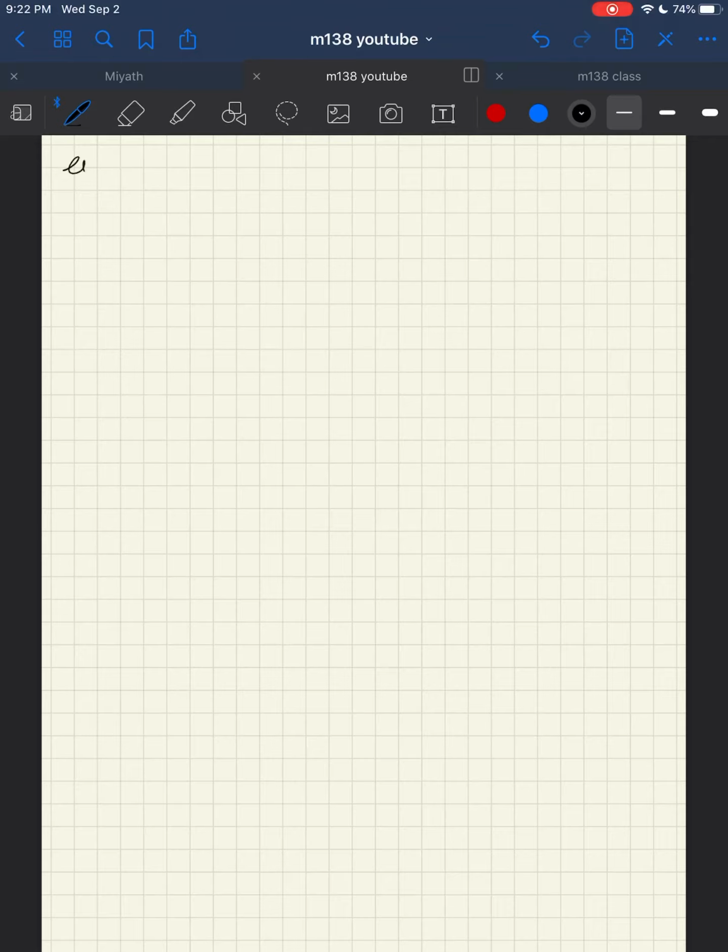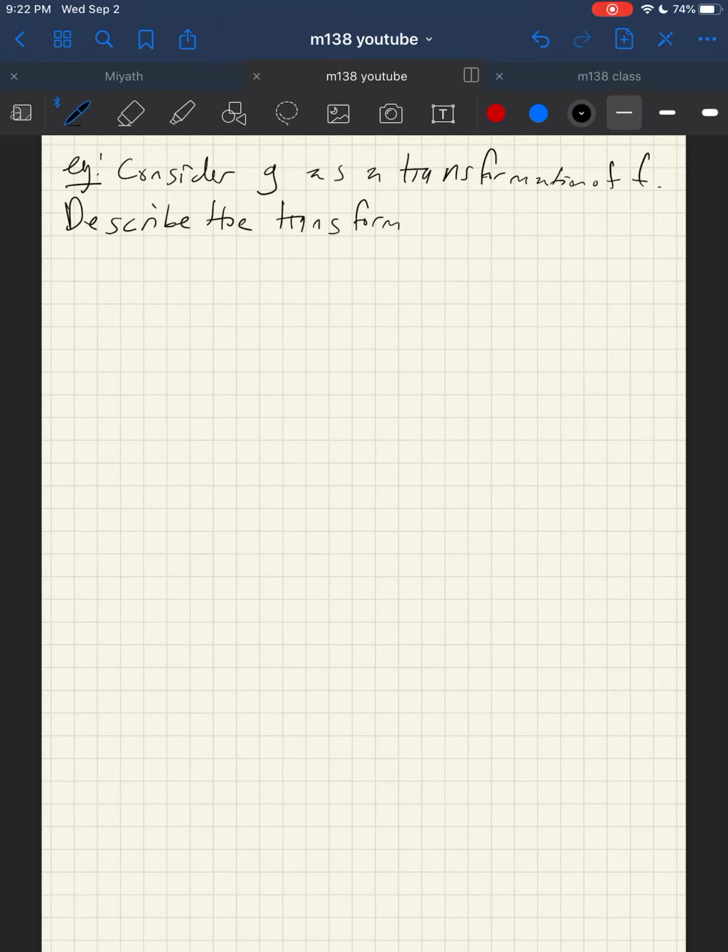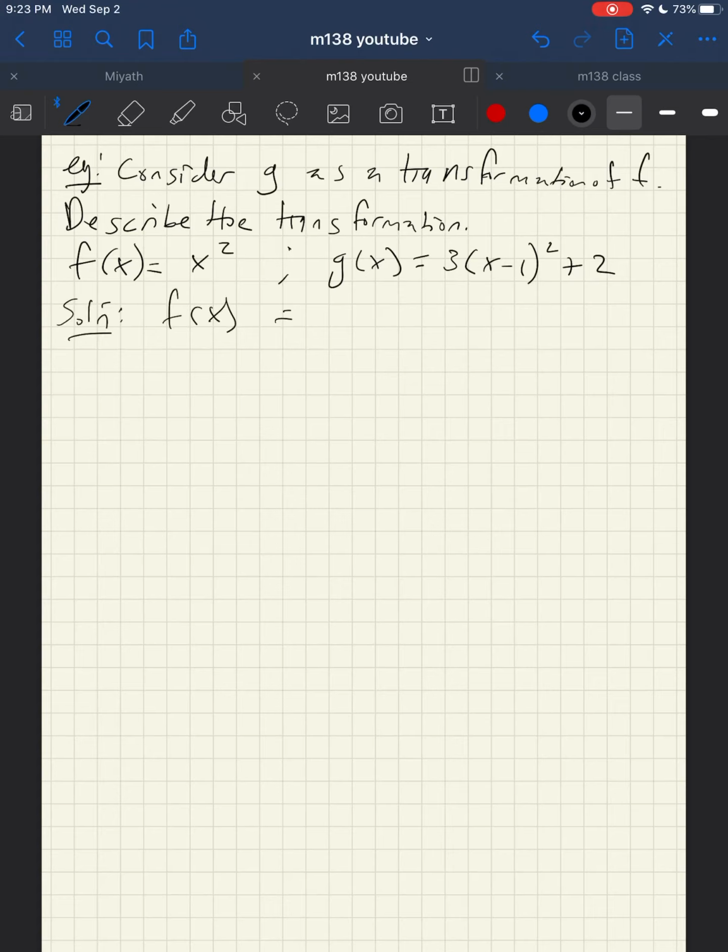So let's do one example, which is going to be, let's consider g as a transformation of f, and let's describe the transformation. So we're going to let f of x equal just x squared, and we're going to let g of x equal 3 times the quantity x minus 1, squared, plus 2. There are a number of ways to do this, but what I want to do is start with f of x, and this is just x squared.